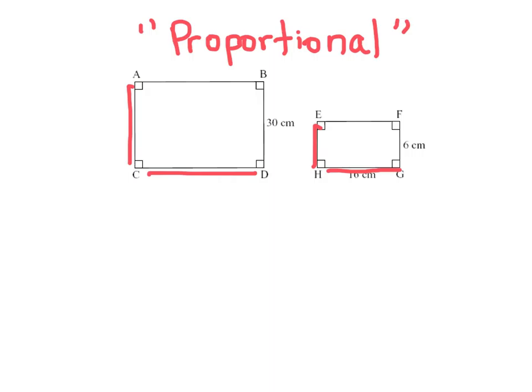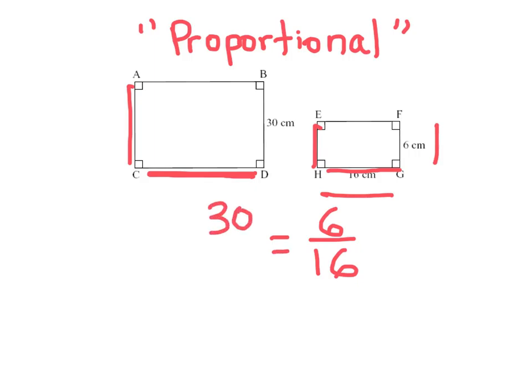Okay, so let's do that. Let's use proportions to find CD right here. All right, so how I would do that, I would take the known sides. Here I have 6 and 16 on the small one. So the ratio of 6 to 16 on the small rectangle should be the same as the ratio of 30 to CD on the larger rectangle.